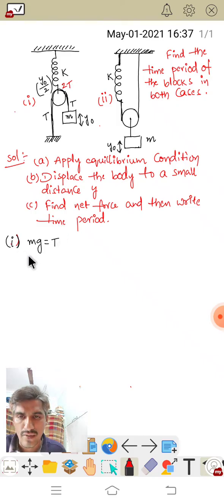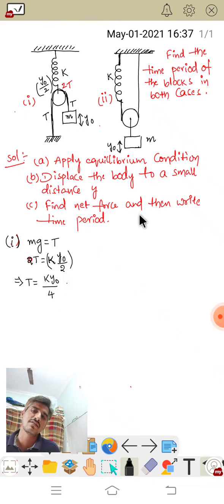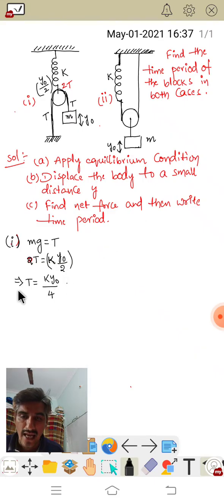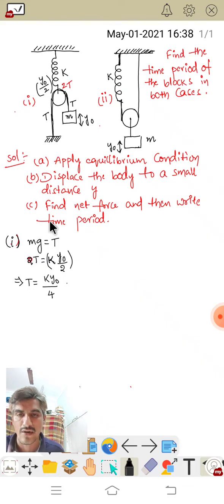Okay, because of the 2T tension, a restoring force is being developed and its value is k into y naught by 2. Am I right? So from this, how do we write the tensional force? T is equal to k y naught by 4. This is the tensional force. Do you understand?